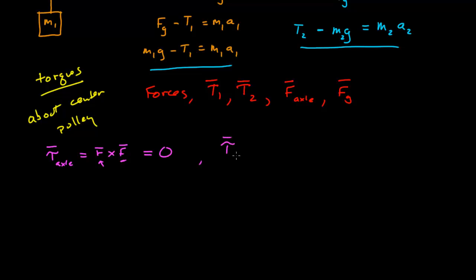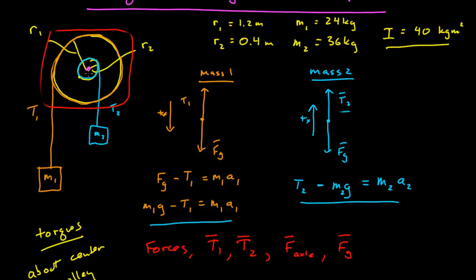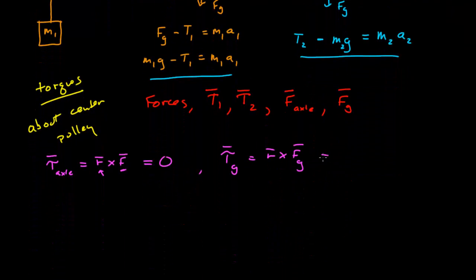By the same token, the torque due to gravity, which is R cross F_g, of course, the gravitational force, well, this is the gravitational force on the pulley. The gravitational force on the pulley acts at the center of the pulley, which is where we're evaluating our torques. So the torque due to the gravitational force is also 0. So the only torques that lead to an angular acceleration for my pulley about its center of mass, where the axle is, are the torques due to the tensions.